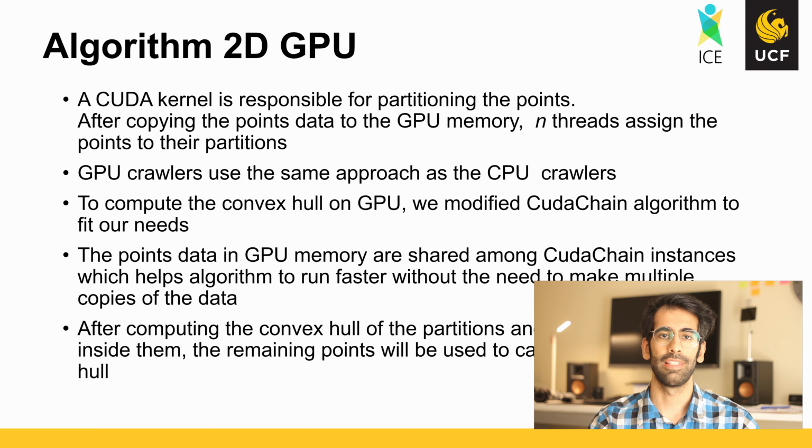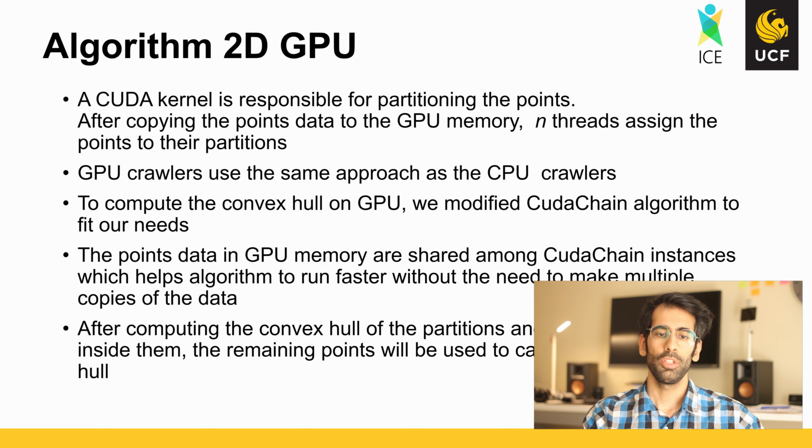The only difference is that for the parts that are parallel, we have CUDA kernels that are responsible for those operations. So for example, after copying the data to the GPU memory, we will have n threads to assign the endpoints to their corresponding partition. The GPU crawlers also have the same principles as the CPU crawlers. Each of them runs in a separate thread.